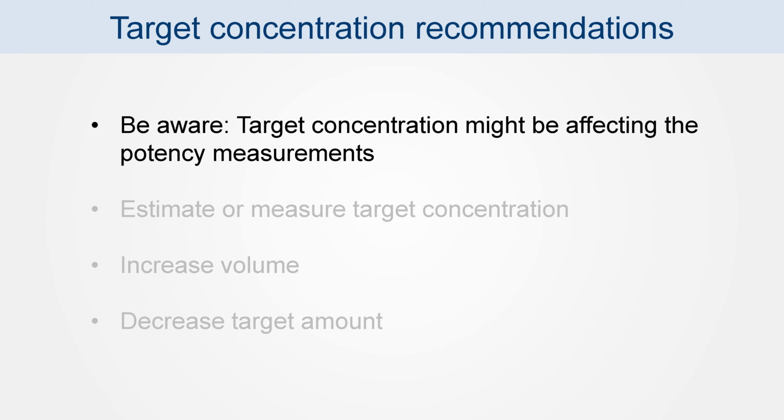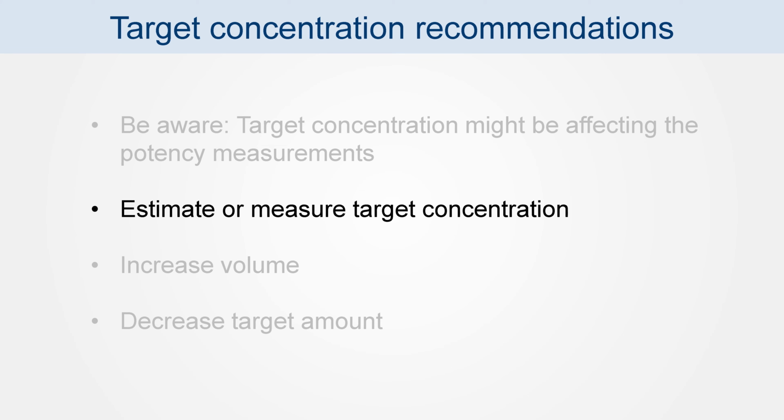Here is a summary of recommendations for the target density issue. First, just be aware that target concentration can affect your potency measurements if there is a high target density in your assay. Second, attempt to estimate the target concentration. Even a rough estimate will give you an impression of whether the target concentration could be affecting your potency data.